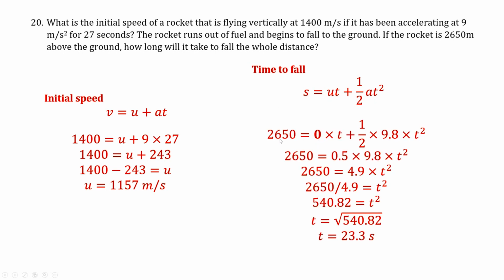So let's have a look. 2650 for the distance, 0 times time, because the initial velocity is 0, it hasn't started falling yet, plus half times a, and a is gravity, times t squared. So we can work it all the way down till we eventually get the square root of 540, and we get 23.3 seconds. Does that surprise you? 2.65 kilometers will fall to the ground in 23 seconds. It's going pretty fast when it gets there too. And that is all.